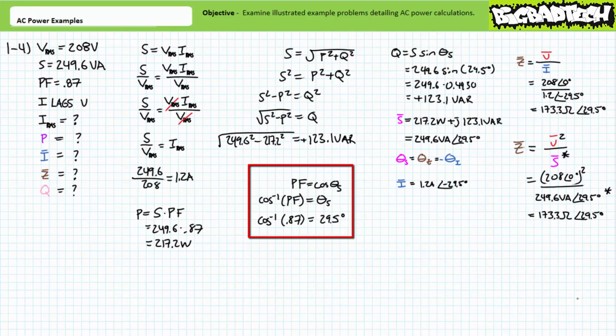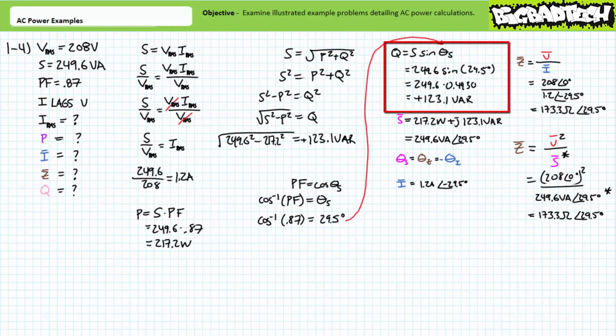Note the apparent power angle is assumed to be positive since we're obviously dealing with an inductive impedance because current lags voltage. Substituting in this apparent power angle and apparent power magnitude into the reactive power formula, Q equals S sine theta S, again yields a reactive power figure of roughly positive 123.1 VARs.